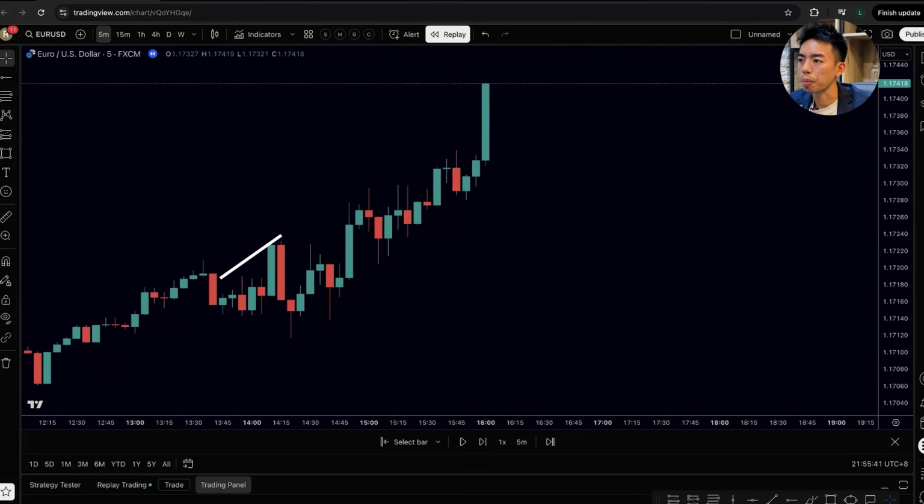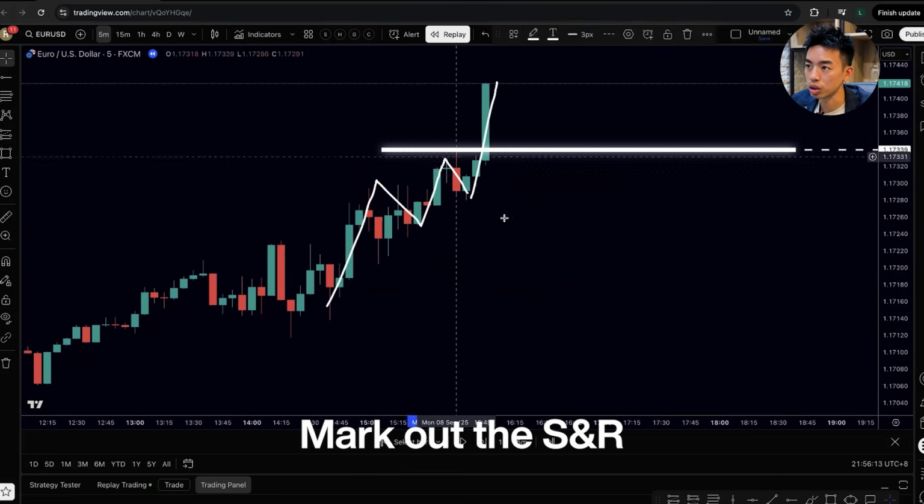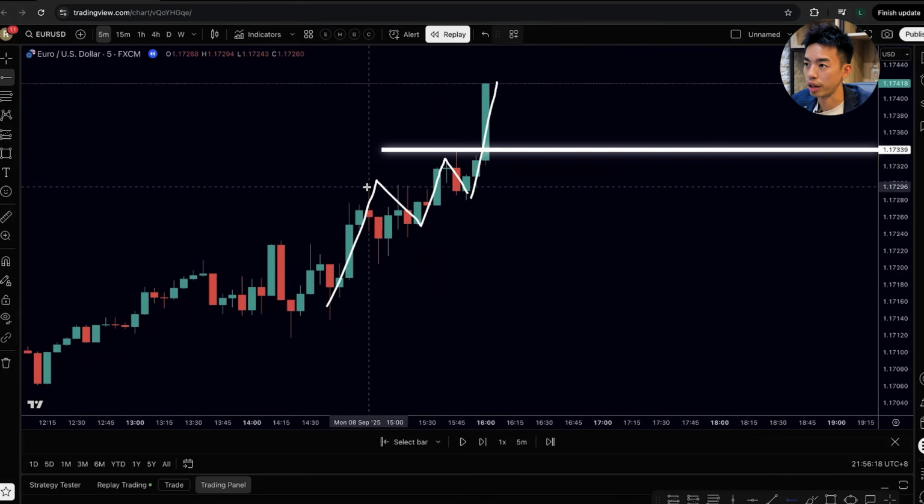Now we are looking at price going up. If you're trying to spot S&Rs in the market, what people generally do is look at where the highs and the lows are. If we pay attention here, we can see price going up, down, and then further up. Now, the logical thing to do is to mark out our S&Rs at areas like this, the high end of this swing high, and then perhaps an area like this.